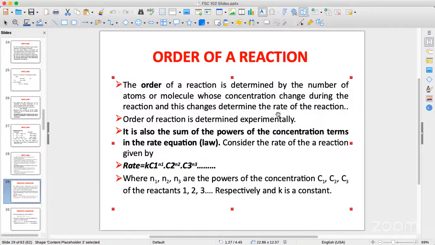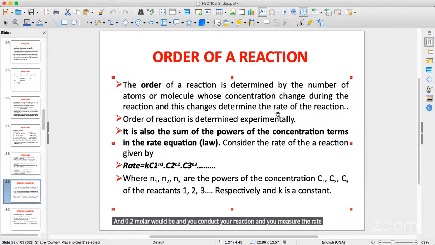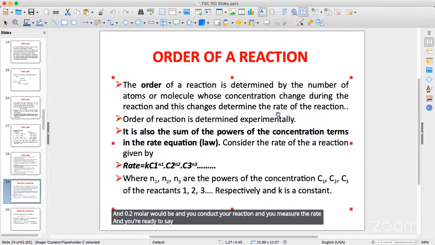But now that first line, when you have your A reacting with B, say you have 0.2 molar of A and 0.2 molar of B, and you conduct your reaction and you measure the rate, and the rate is say 0.2 mole per dm cube per second, or per liter per second.